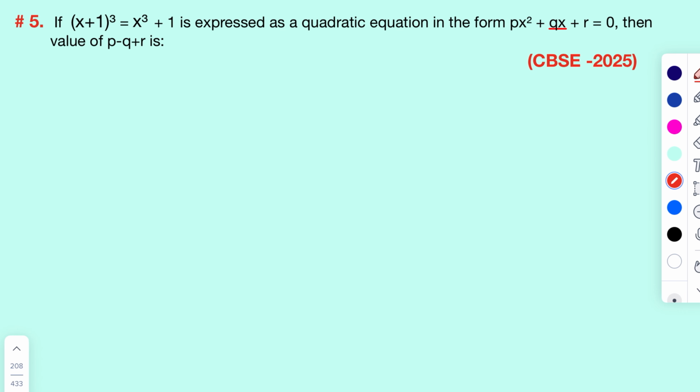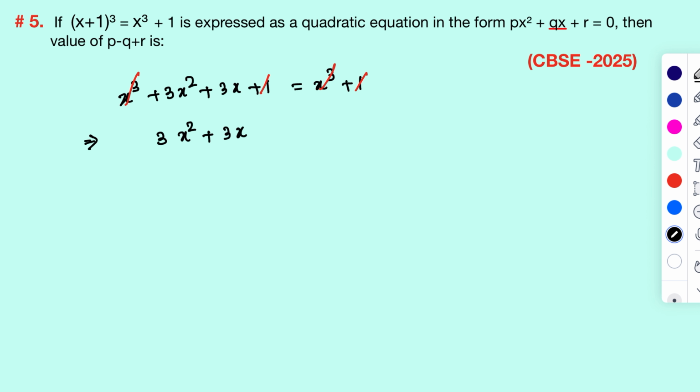And for question number 5, just simplify this one. You read the question and you simplify it. We will get x cube plus 3x square plus 3x plus 1 is equal to x cube plus 1, and x cube and x cube will be cancelled out, and we will have the equation now 3x square plus 3x is equal to 0. Now we have to compare it with px square plus qx plus r equal to 0.